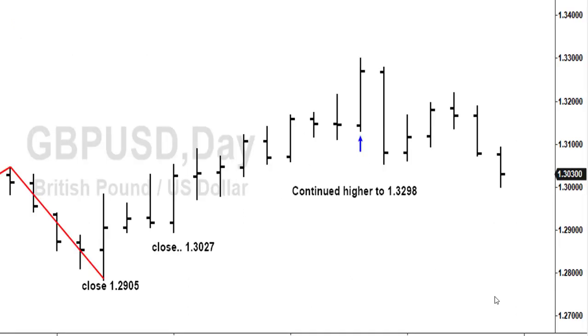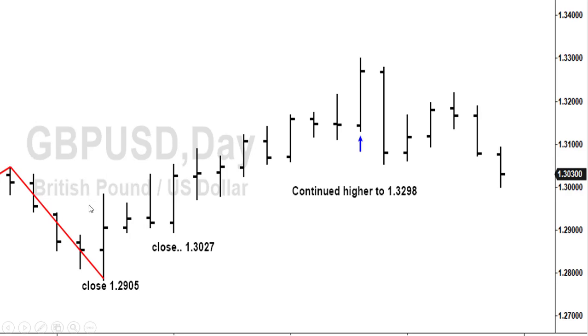Now, this is the pound dollar, and down here is marked a close at 129.05. But first of all, this move up begins with an outside vertical bar. And what is an outside vertical bar? An outside vertical bar is when, as far as technical analysis goes and making trading decisions off charts, everyone, you always must look to the left of your chart.